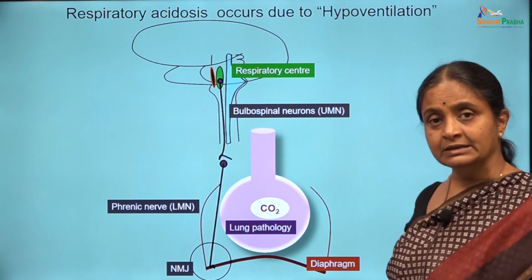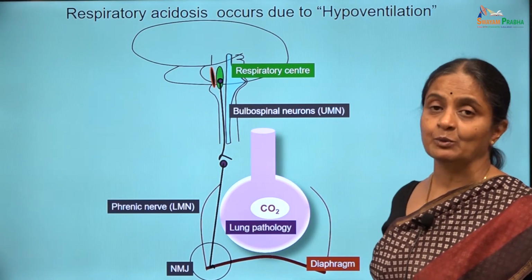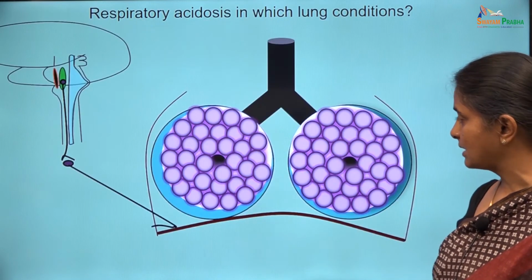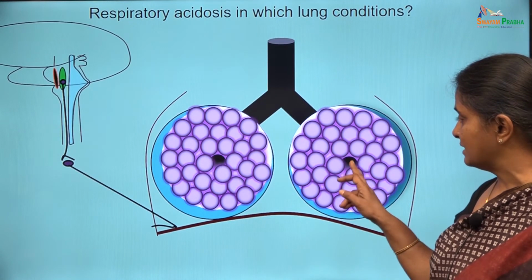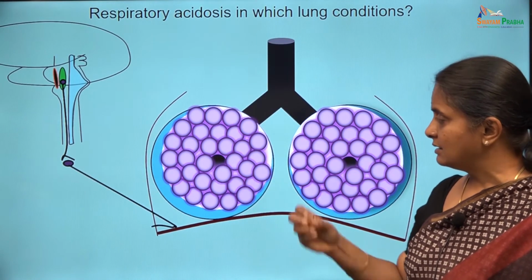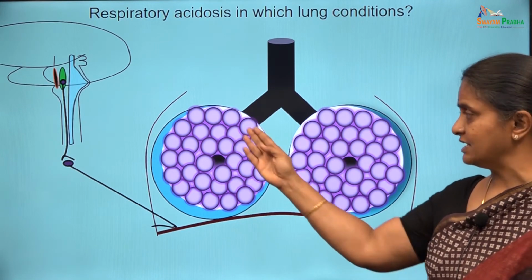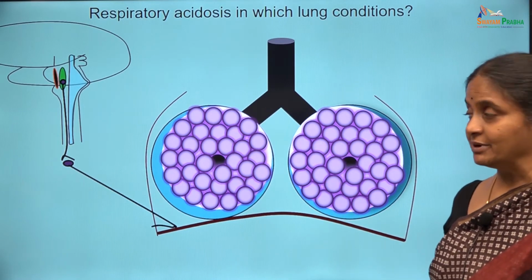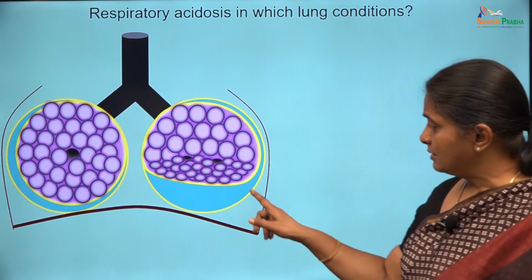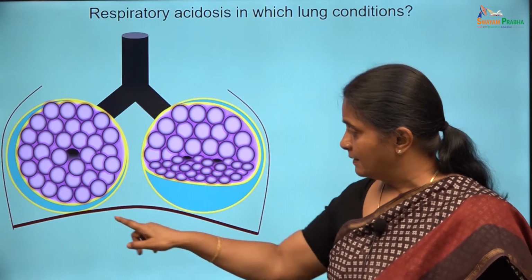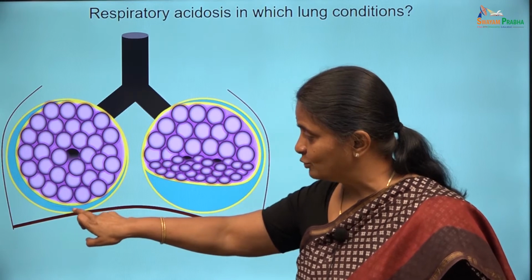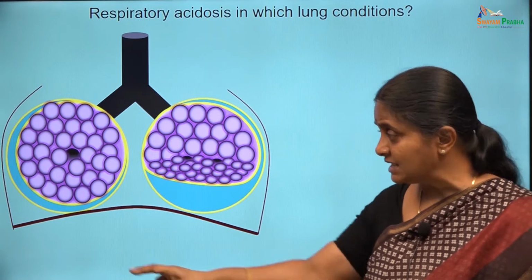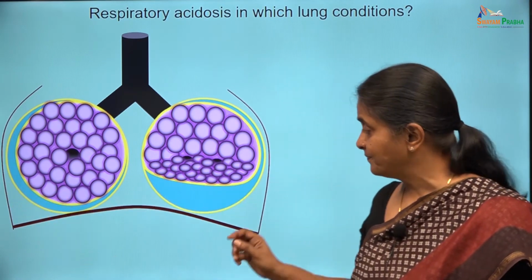Now, let us consider the lung pathologies and see which of them will cause respiratory acidosis. If these are alveoli, and that's a cartoon of a bronchiole. Of course, there will be many bronchioles within the lung tissue. I am just showing one for representational purposes. These are the pleural membranes. Normally, there is no space between the pleural membranes. A space is shown here just to say that there is a potential space. These are almost in opposition to each other.